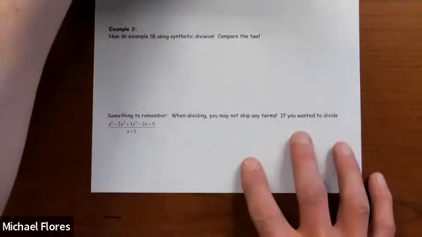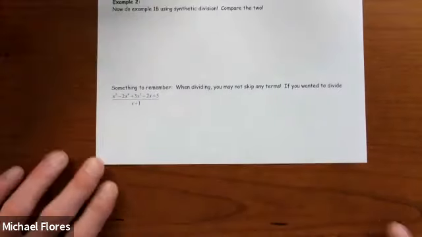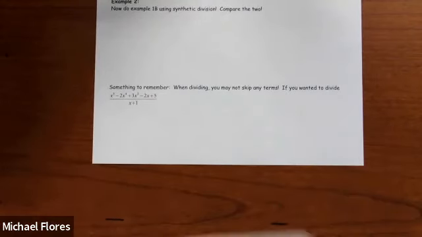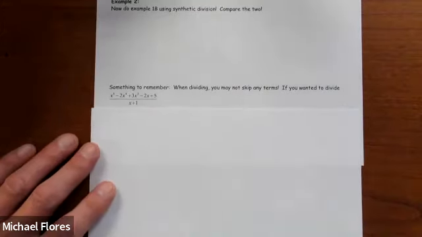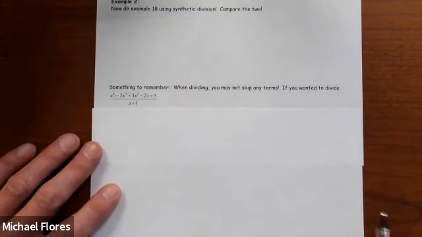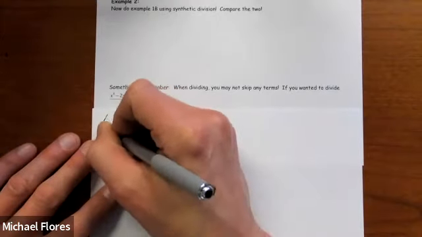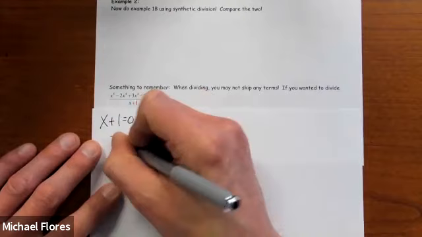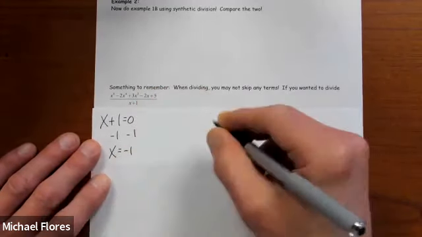All right, something to remember when dividing. You may not skip any terms if you want to divide. This one right here is a bit of a beast, isn't it? So a large polynomial there. So let's use synthetic division to save ourselves a little bit of time. Let's take the factor that we're dividing by, x plus 1. Set it equal to 0 and solve for x. So that's what we want to divide by.